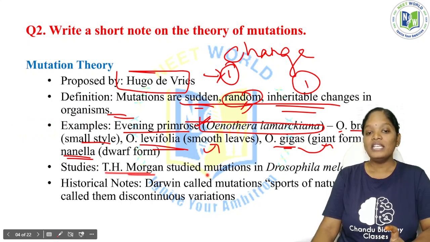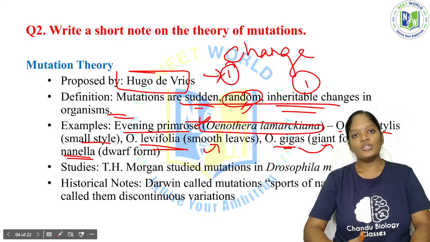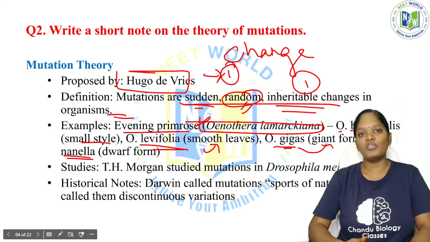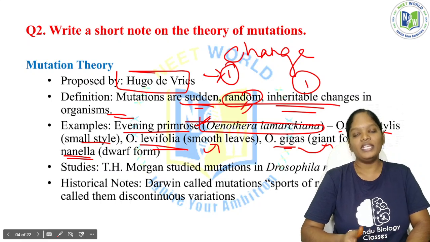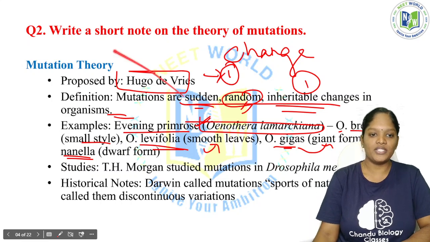T.H. Morgan studies the mutations in the Drosophila melanogaster. Drosophila melanogaster is nothing but a fruit fly. Okay, the scientific name of the fruit fly is Drosophila melanogaster, and T.H. Morgan studied the mutations in the Drosophila melanogaster.